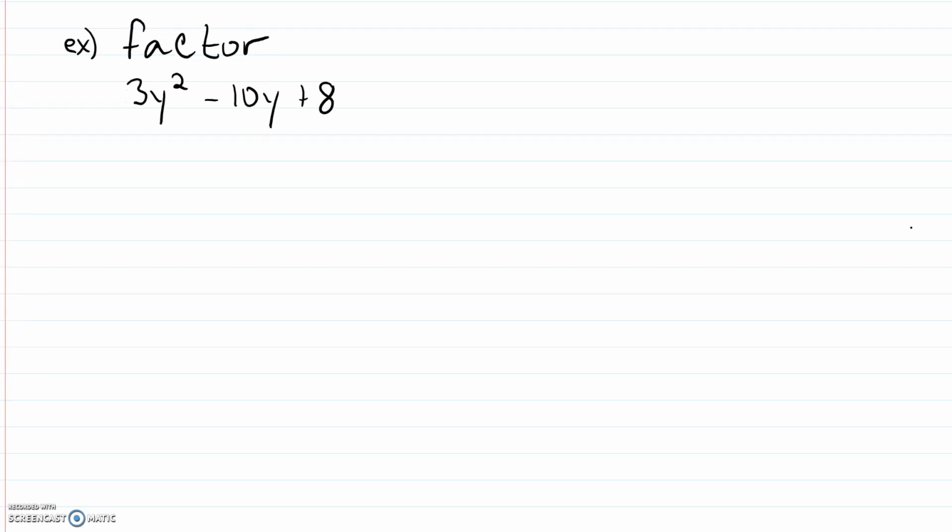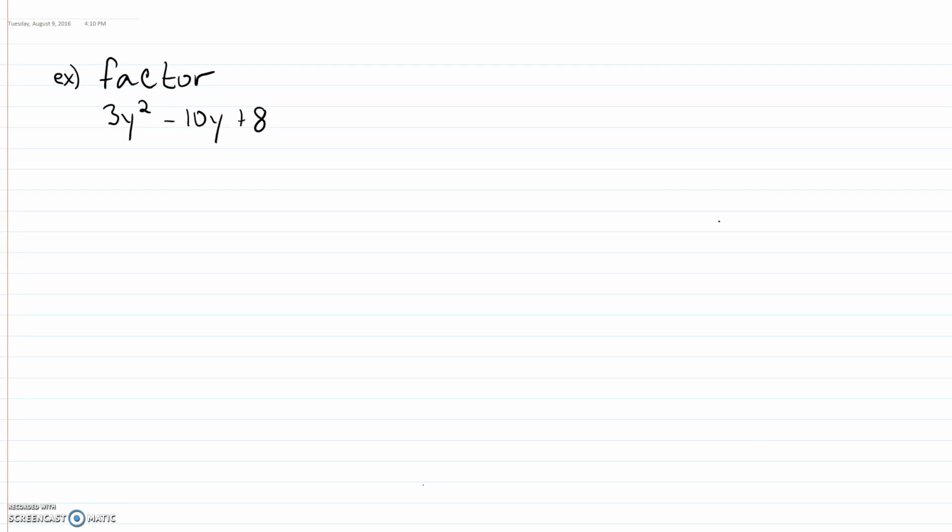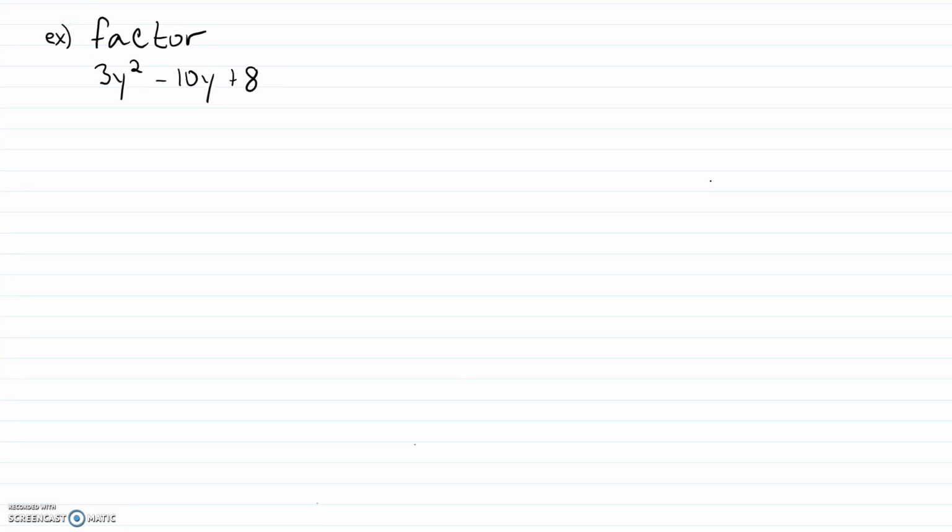What I like to do first, definitely make sure it's in descending order. So your highest variable y squared first, and then your y term, and then your constant last. Also check for a greatest common factor. See if you have any common factors for your constants and any common variables in every term. This one is in descending order, and it has no GCF, no greatest common factor. So we're ready to begin breaking this down.